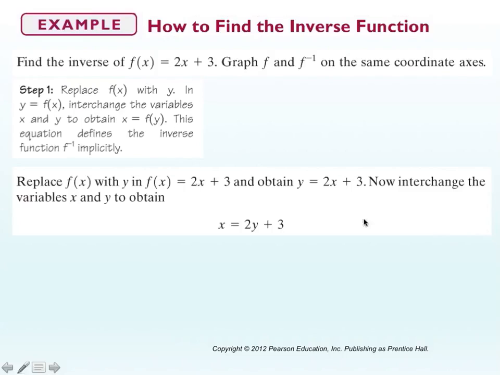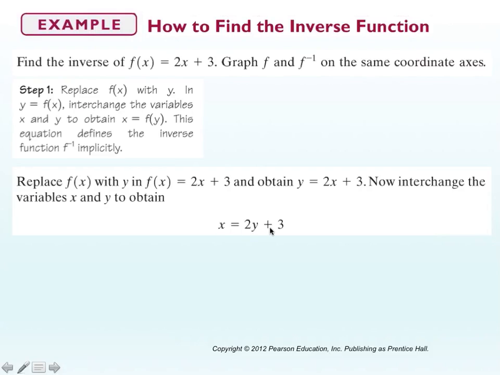So if you take a look, the original is y equals 2x plus 3. And then what we want to actually do is interchange the values of x and y. So instead of putting y here, I'm going to replace it with an x, and instead of putting x here, I'm going to replace it with a y. So I really have x equals 2y plus 3.